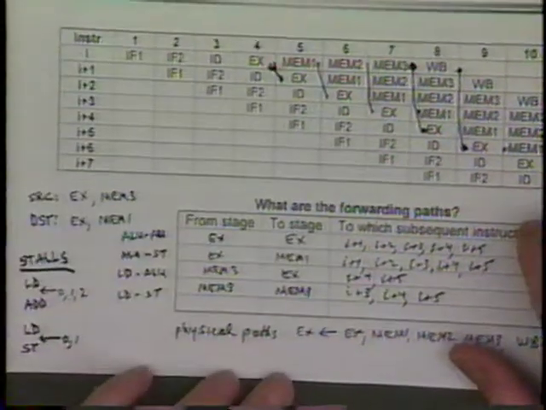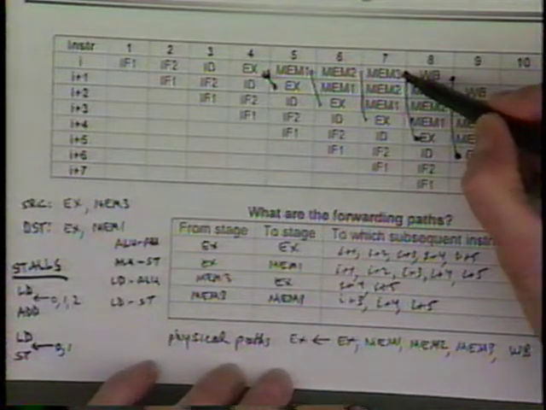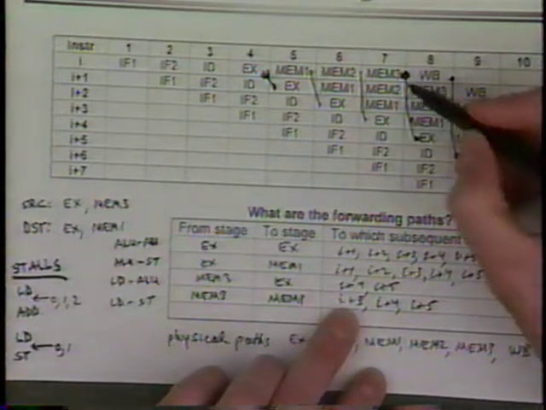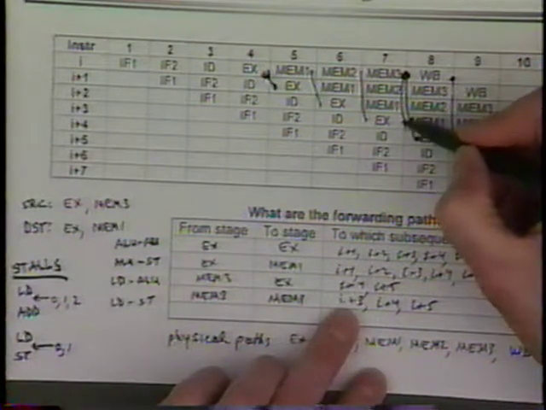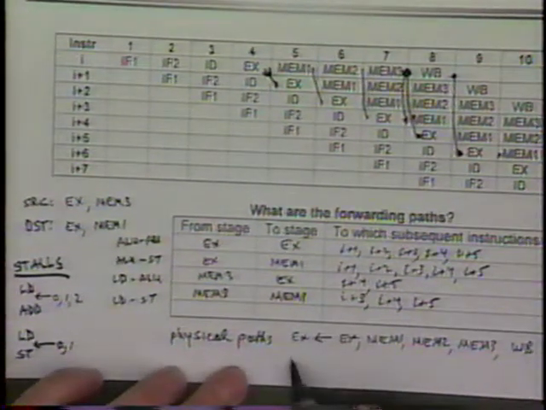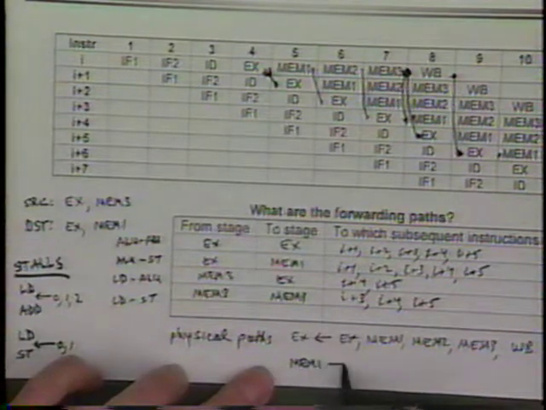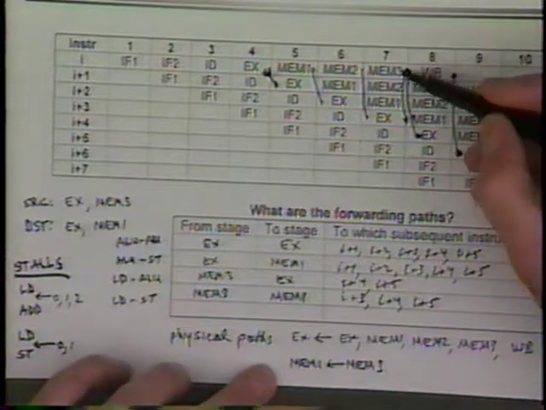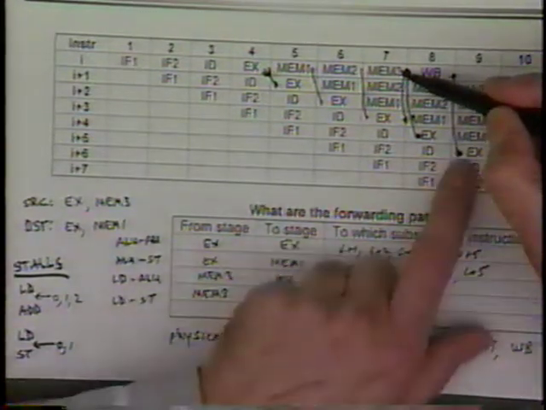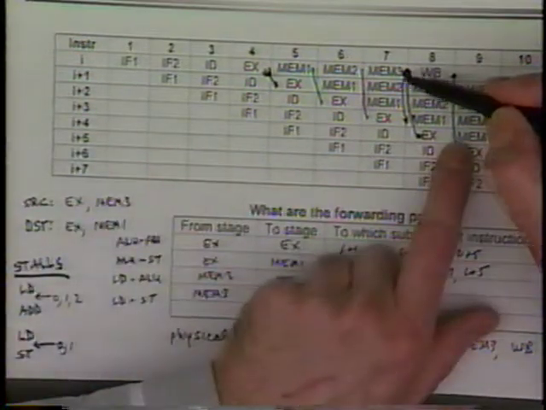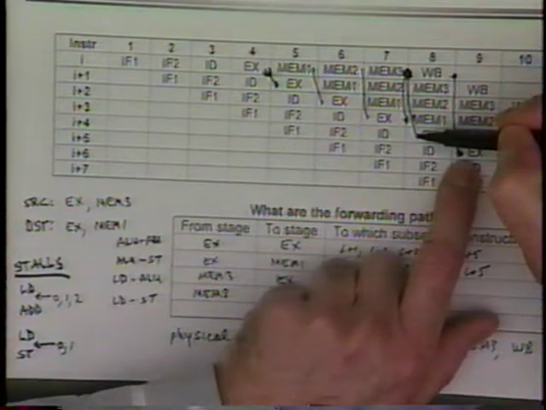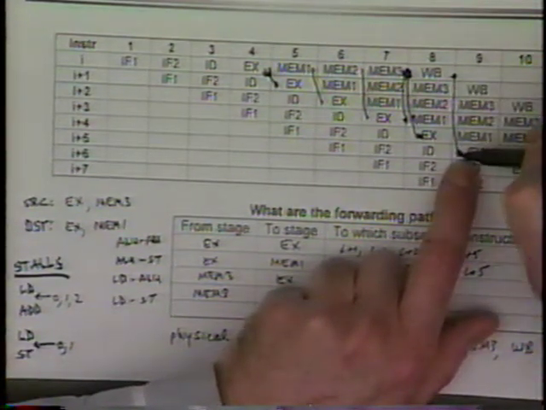What about the forwarding paths? Well, we need to get from mem3 in instruction I to mem1 of instruction I plus 3. We don't have a path to do that. So in fact, this is a case where we're going to have to add an additional bypass path where mem1 gets the results of mem3. What about mem3 to mem1 of I plus 4? Well, we can do that with the mem3 to execute stage. And similarly for the I plus 5 forwarding, we can do that with the write back to execute forwarding path.